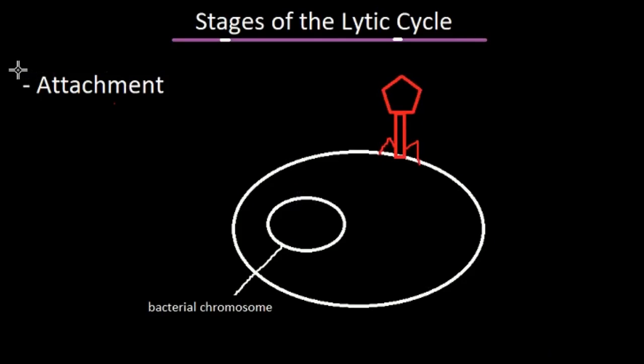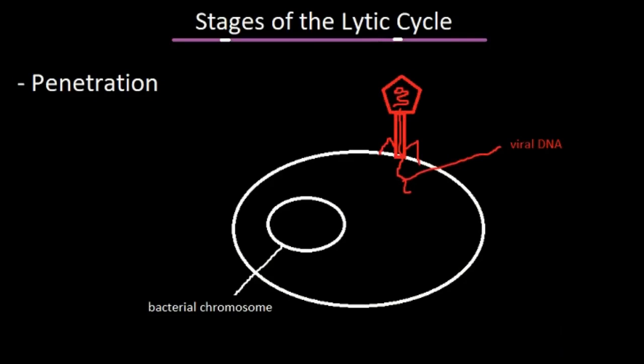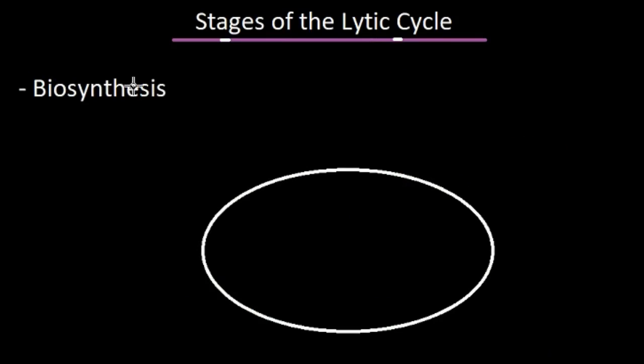The next stage is penetration. In this stage, the bacteriophage is able to penetrate through the cell wall of the bacterium, in this case, the host cell, and injects its DNA into the cytoplasm of the bacterial cell. And it is able to penetrate the cell wall of the bacterial cell by using its lysosome to degrade the cell wall, thus creating the hole, which would allow it to inject its genome, or its DNA or RNA, into the bacterial cell.